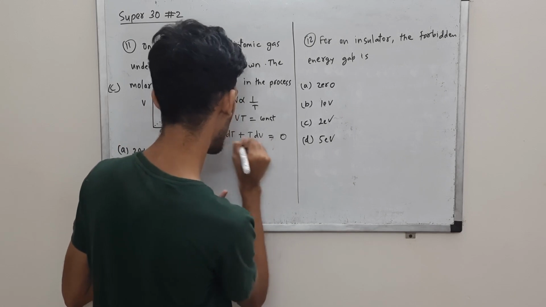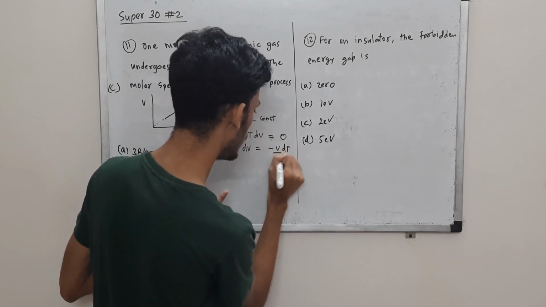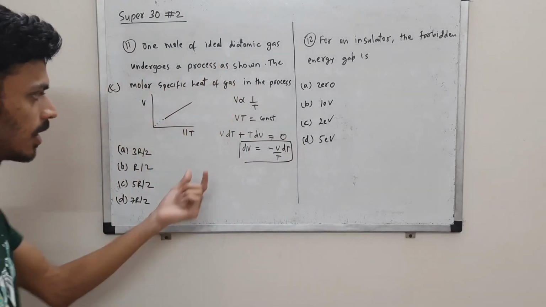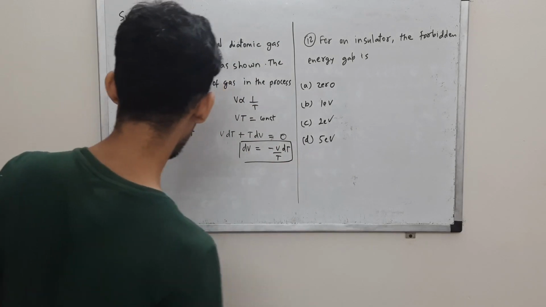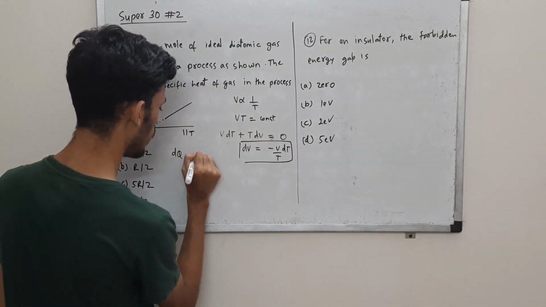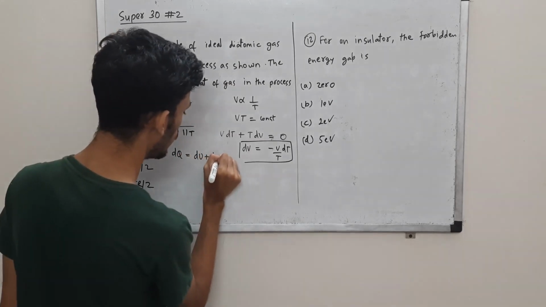So dv is minus v dt upon t. We are going to use this somewhere. Basically we wanted dv in terms of dt. Now let's use the first law of thermodynamics. The heat provided will go in increasing the internal energy, and some amount will do work.